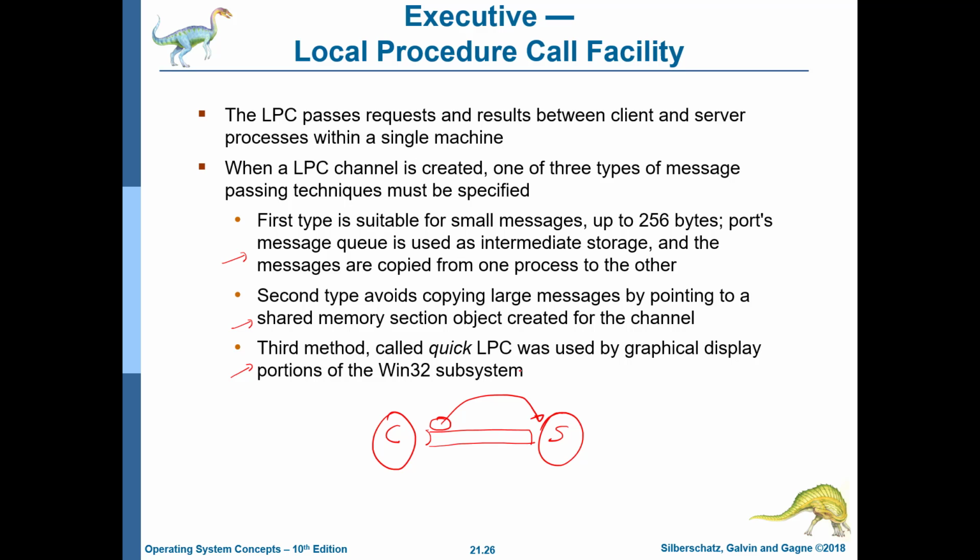The second type is for larger messages, where you don't actually copy, but what you do is create a shared memory object. You then pass a pointer to the shared memory object, which of course contains the message that the client is trying to send. You send a pointer to the shared memory object to the server.